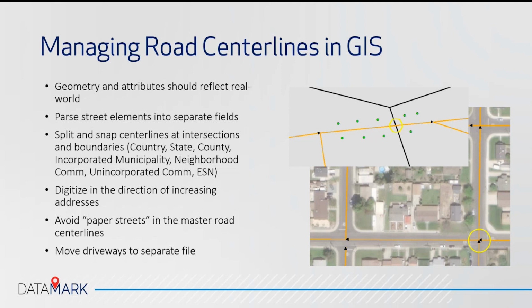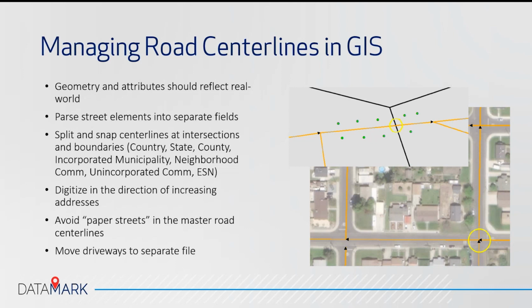Avoid paper streets. What is a paper street? A paper street is basically a street that is platted but not built. So it's something where you may see it in the parcel right of way, but if you actually look at the aerial or you go out there in real life, there's nothing out there. Could be a field, could be overgrown. There could be a tractor trailer sitting there. It's essentially a platted right of way that's never going to get built. I always recommend that you take those out of the active master road center lines because, again, the geometry has meaning.